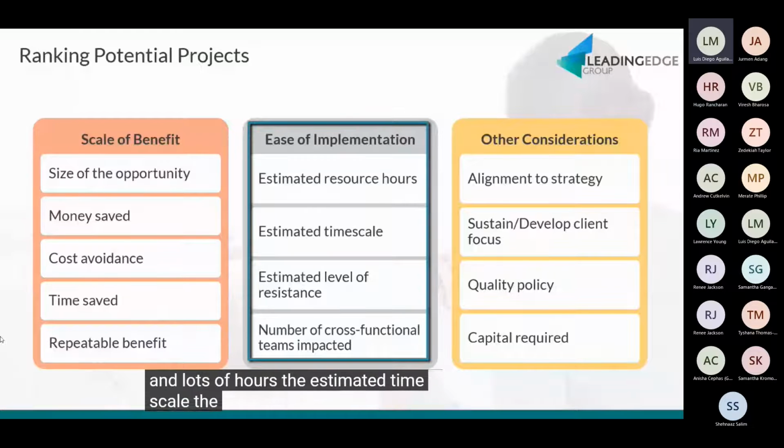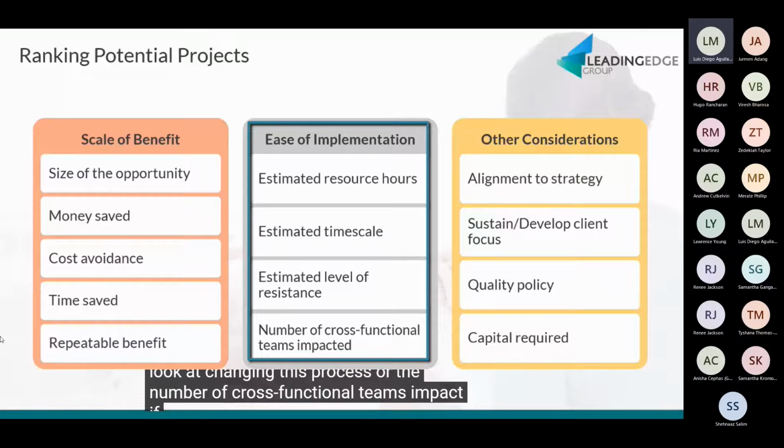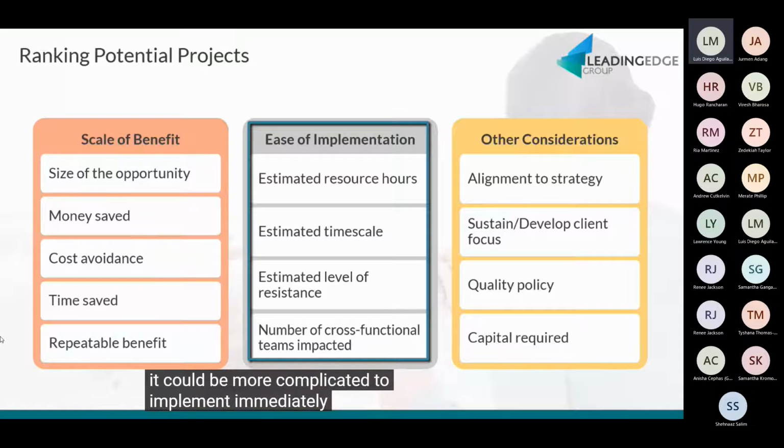The estimated timescale, the estimated level of resistance. How much resistance are we going to face if we try to implement this process or look at changing this process? Or the number of cross-functional teams impacted. If you have a process that's impacting several different cross-functional teams, it could be more complicated to implement immediately. So again, another area of focus or dimension to consider.